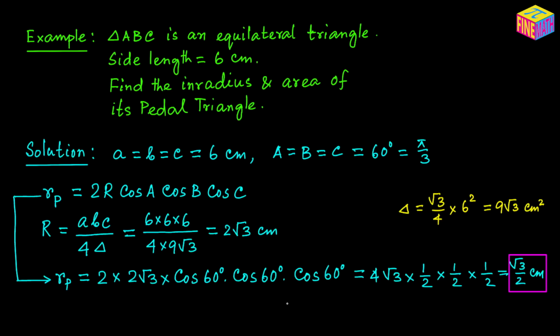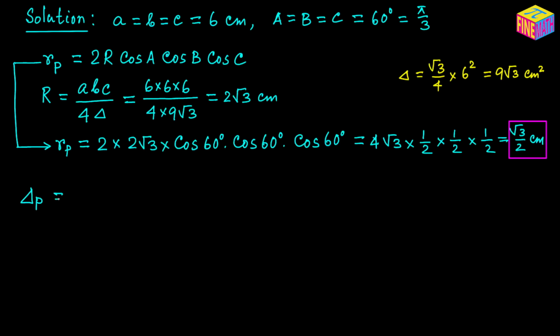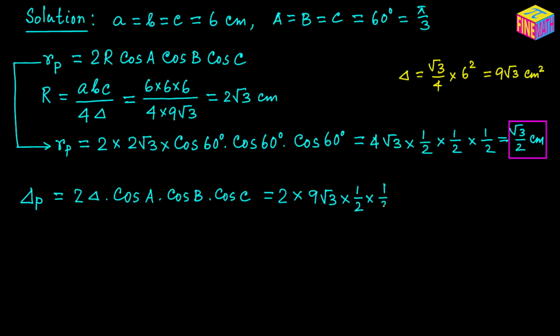Now let's quickly calculate the area. So area of the pedal triangle is equal to 2 times delta times cosine A times cosine B times cosine C, and let's plug in the values here. So that would be 2 times delta, which is actually the area of the given triangle, and that is 9 times square root of 3, times again 1/2 times 1/2 times 1/2, because cosine of A is actually equal to cosine of 60 degrees, which is 1/2. Similarly cosine of B also will be cosine of 60 degrees, and cosine of C is also cosine of 60 degrees, so that will be 1/2 times 1/2 times 1/2, and that will be equal to 9 times square root of 3 over 4. And since this is the area of the pedal triangle, the unit would be centimeter square.